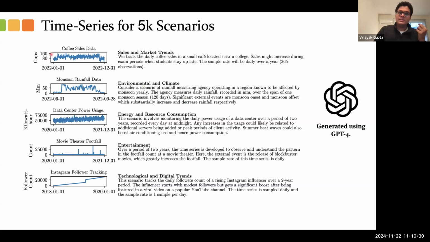For example, this is a time series for coffee sales data. All of them are synthetic. This is some monsoon rainfall data and more. So this time series has some sort of features, a description, and many more features as well.